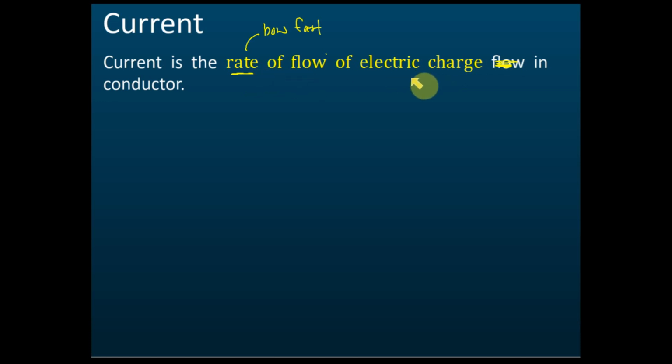So rate of flow of electric charge means how fast the charge flows. So current is a measure of how fast the charge flows. This is very different from the word current that we use in daily life. In daily life, if there is no electricity, then we say no current. That current means there's flow of electric charge, but it's not the rate of flow of electric charge. In physics, when we talk about current, it is how fast the electric charge flows.